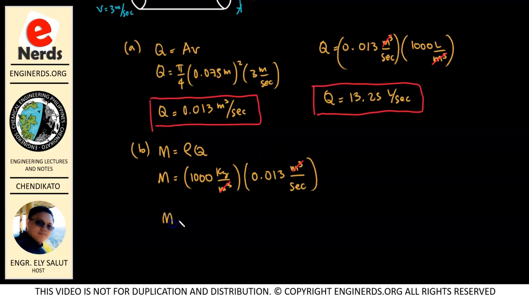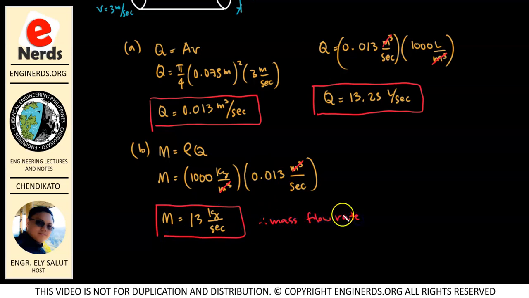So our M will be equal to 13 kilogram per second. Okay, so this is our mass flow rate. So we have our answer now here. This is the mass flow rate.